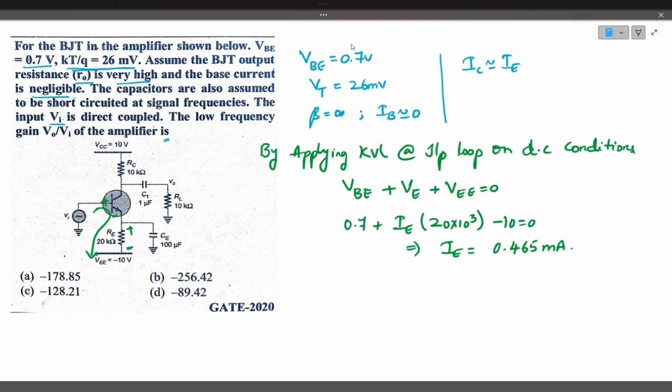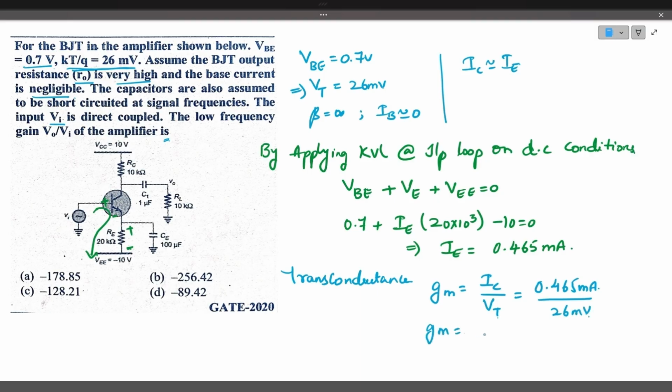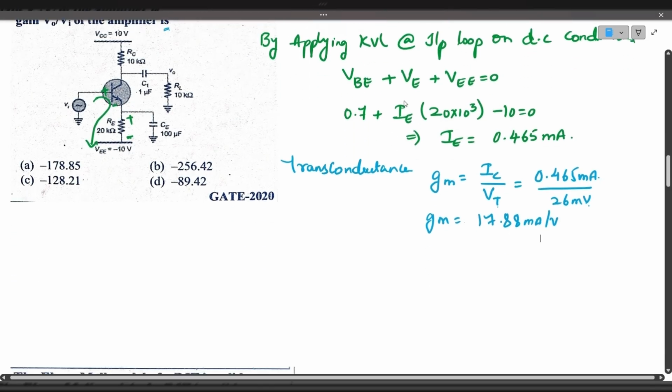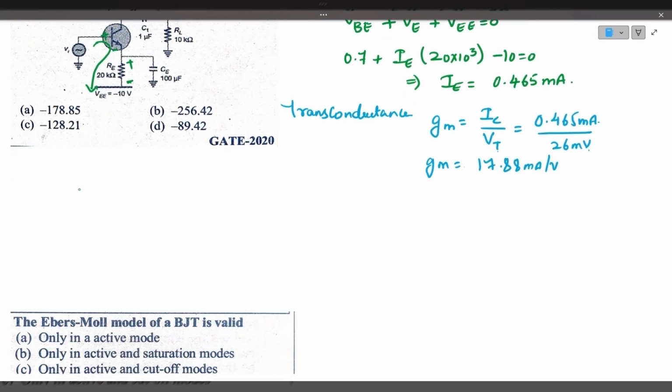Now the transconductance. Because he has given the parameter thermal equivalent voltage, we can calculate the transconductance. GM equals output current IC divided by thermal equivalent voltage. The collector current and emitter current are the same because beta value is given as infinity and base current is negligible. So 0.465 milliamps divided by 26 millivolts. You will get the transconductance GM value as 17.88 milliampere per volt. Once the transconductance value is derived, you can easily find out the voltage gain.